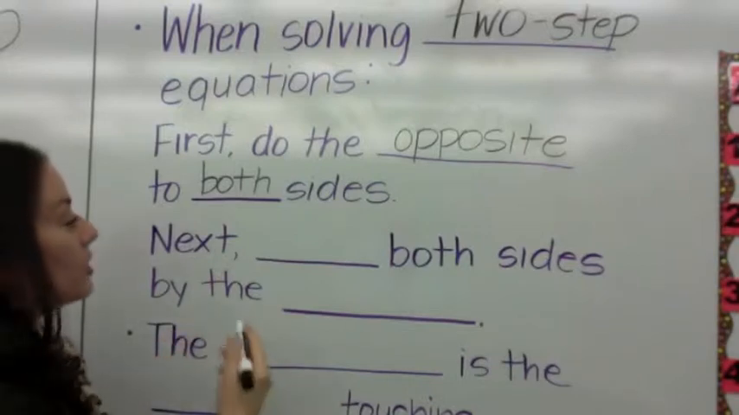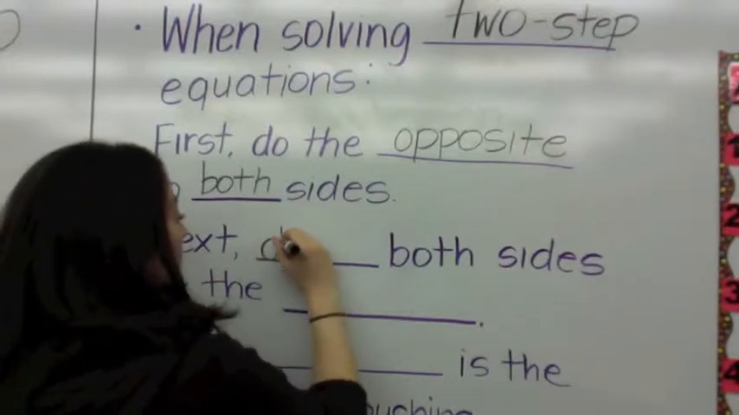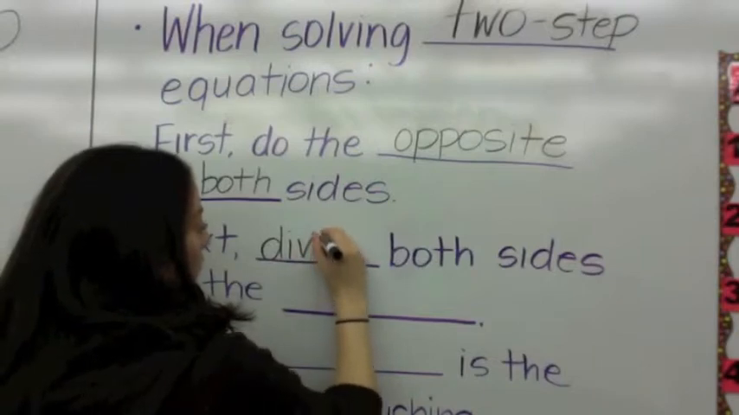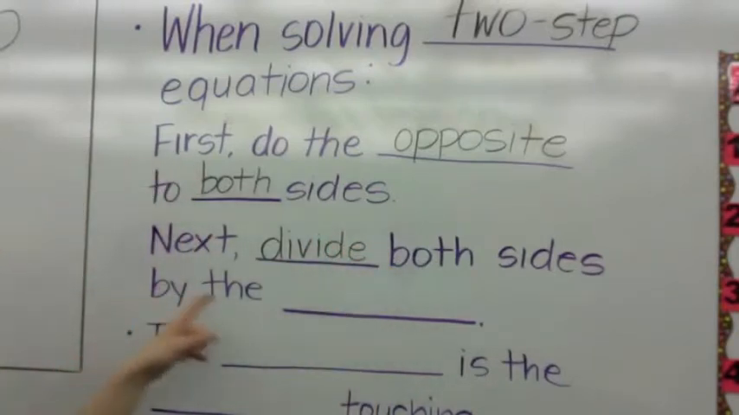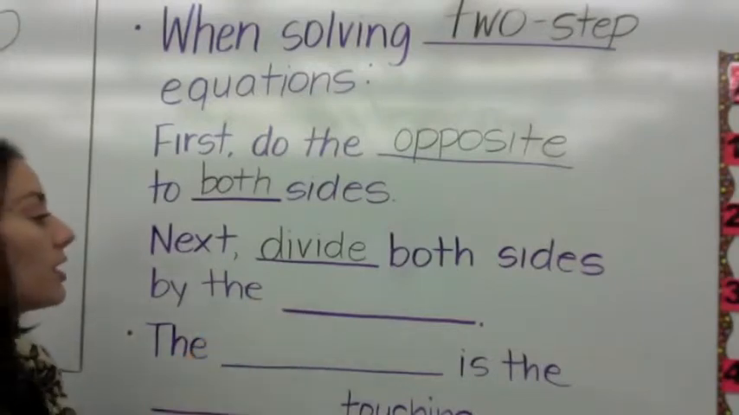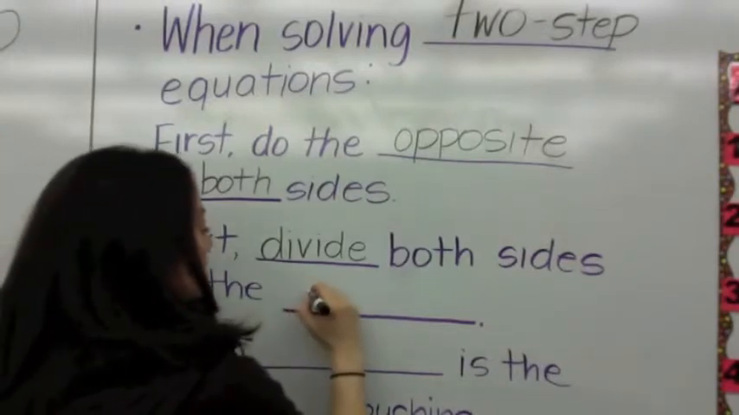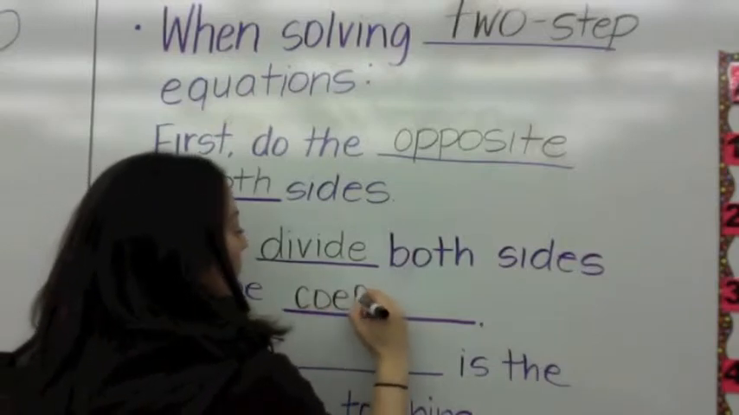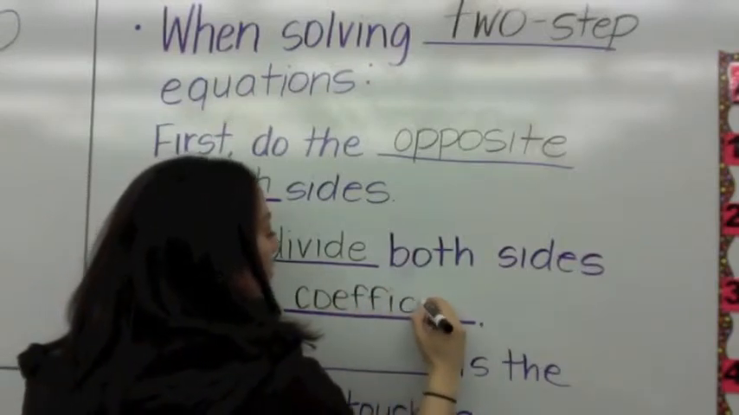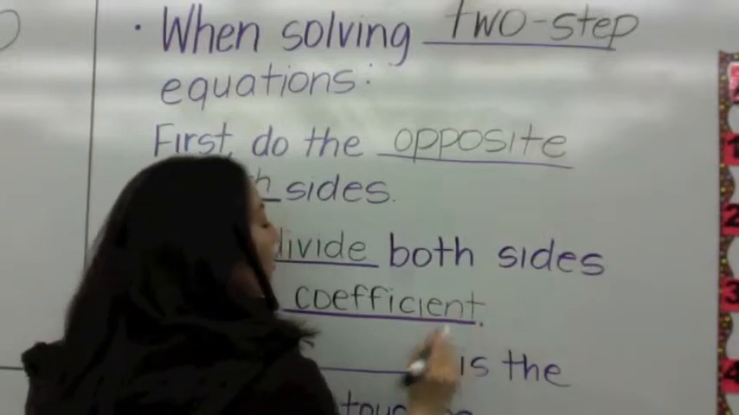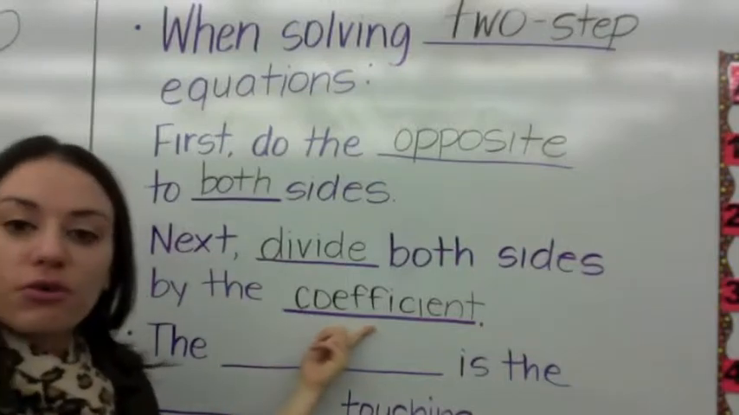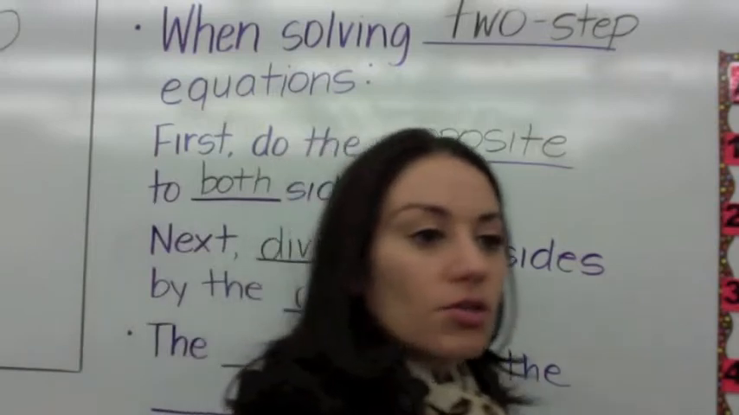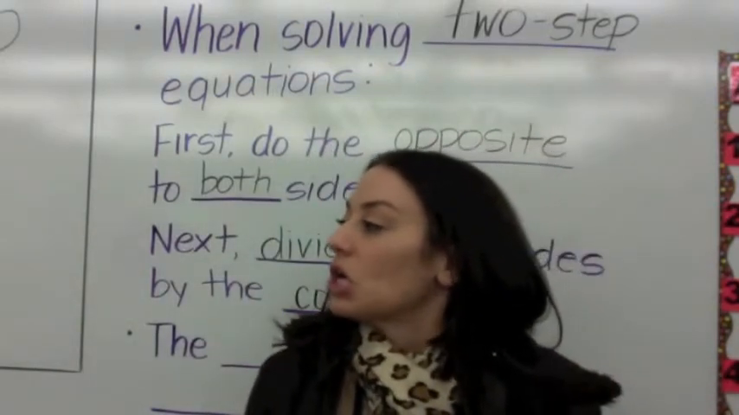Next, you're going to divide both sides by the, and the new word is coefficient. You're going to divide both sides by the coefficient. Okay? So some of you may have heard this word before. Who's heard this word? Anybody? Okay, so go ahead.